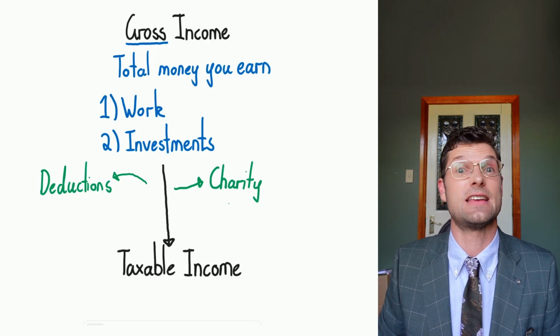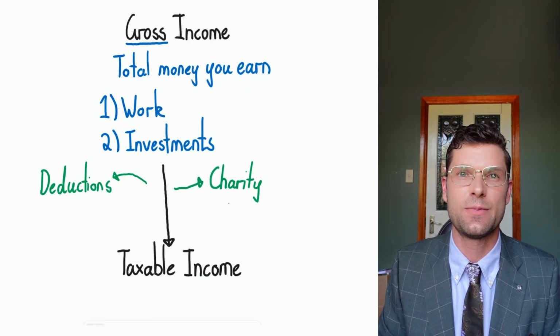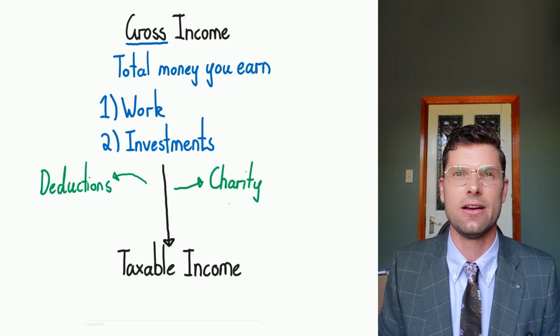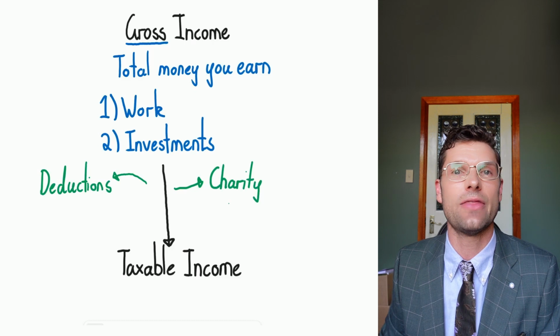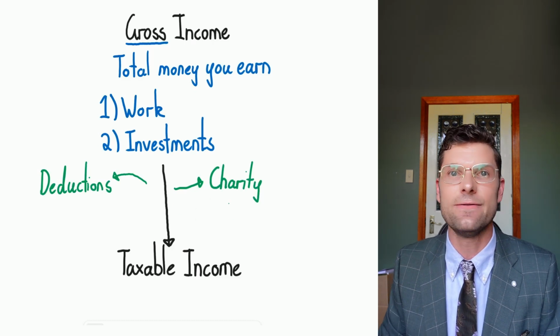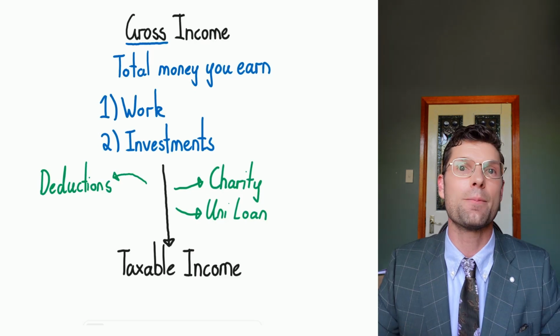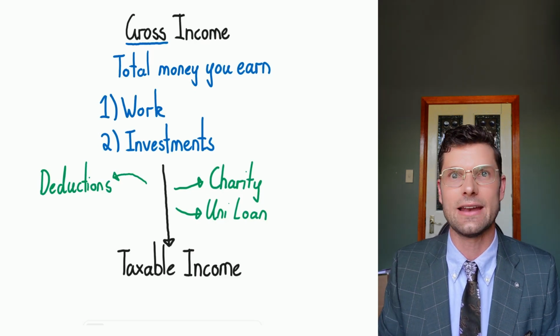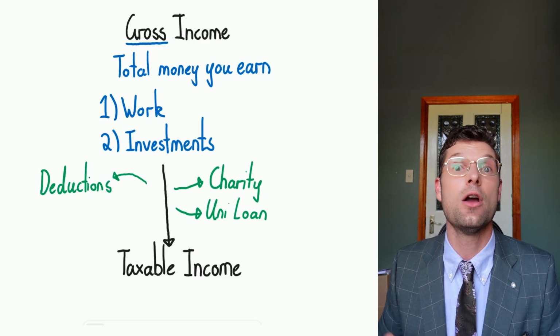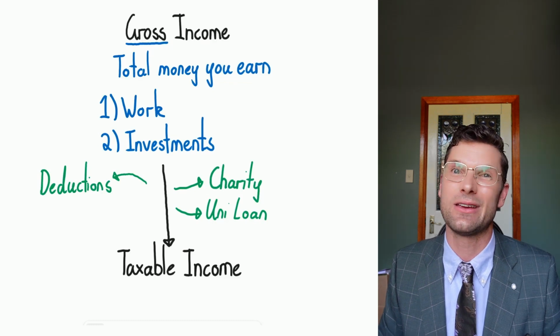So companies do this as a way to reduce their overall tax bill by giving money to certain charities so they don't have to pay tax on that amount of money. Finally, if you've got a TAFE loan or a uni loan, that comes out before tax. So you're paying back the government before you get taxed on it. So this is another way where you're not doubling up what you're giving the government.